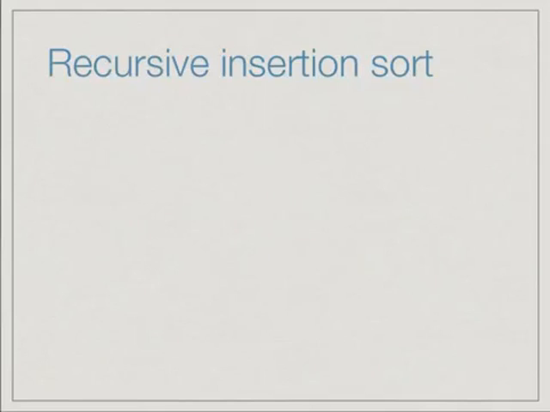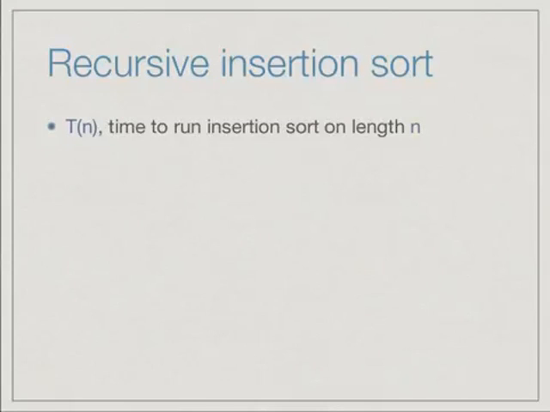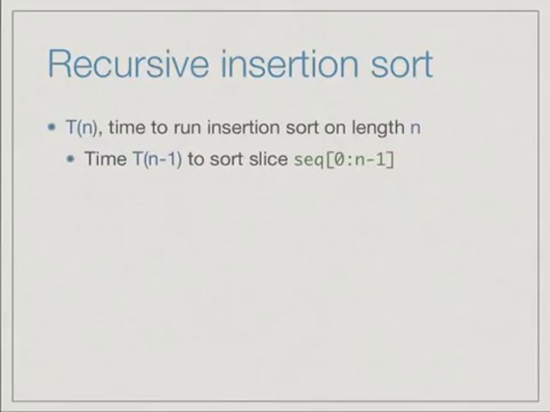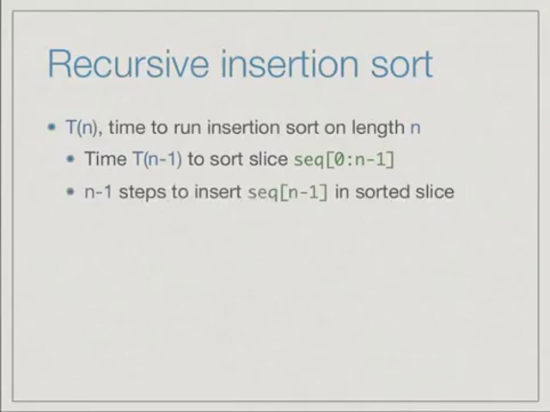So how would we analyze the complexity of recursive insertion sort? As before, we use T(n) to denote the time it takes to run insertion sort on an input of length n. So insertion sort at the highest level consists of two steps. We first have to sort the initial slice of length n minus 1, and by definition this will take time T(n-1). And then we need n minus 1 steps in the worst case to insert the last position into the sorted slice.